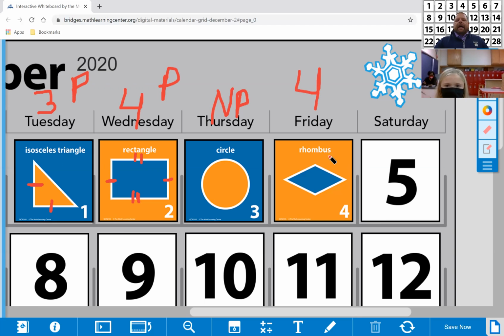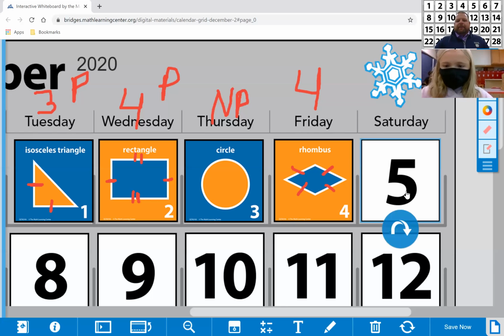How many corners does it have, or vertices? A vertex is a corner. 4. And do you see this line here? These lines are all the same length, so we call them congruent. Can you say the word congruent for me? Congruent. So this is just like number 2 because it has 4 sides and 4 corners, and it's a quadrilateral, but these sides aren't all the same and these are. All right, let's go to day 5.